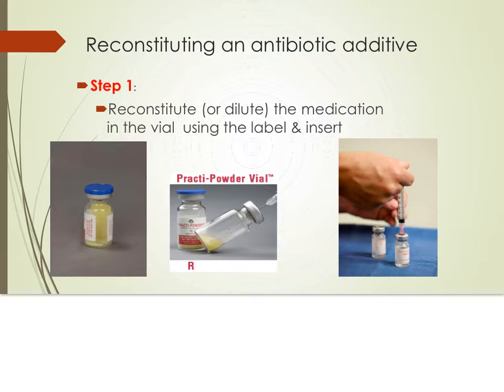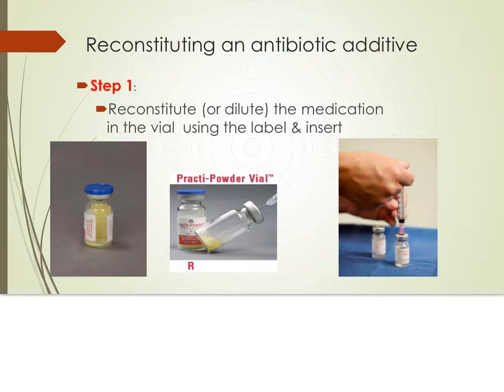After verifying that you have the right medication, the right dose, the right time, the right patient, and the right route, you also need to verify expiration dates of both the medication vial and the diluent vial. Step 1. Reconstitute the medication using the label and package insert. Be sure to use the correct type and amount of diluent solution as indicated by the manufacturer. Common diluents include normal saline, sterile water, or D5W.